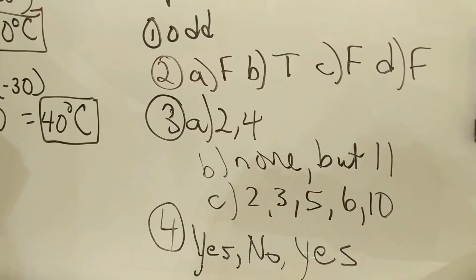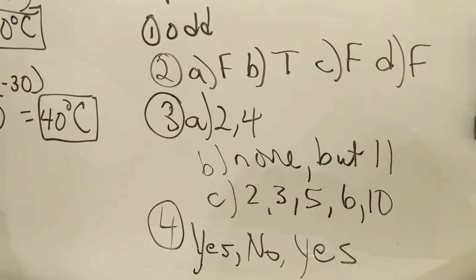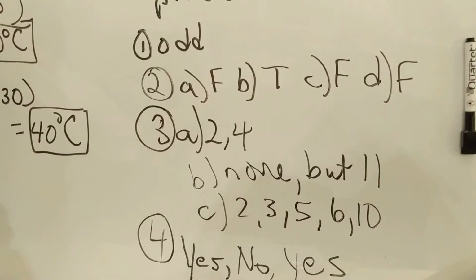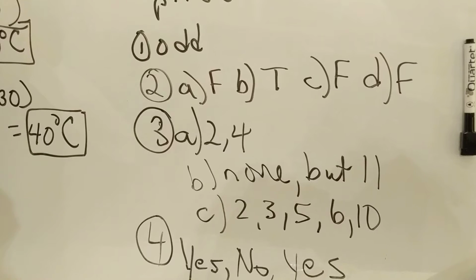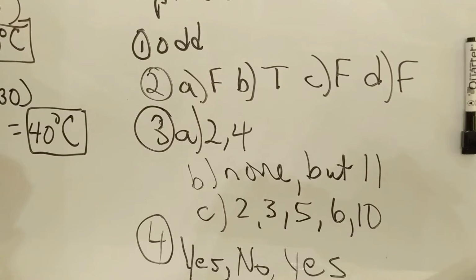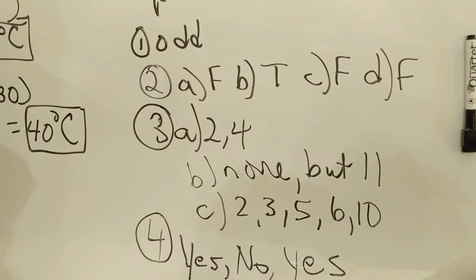D, 24 is divisible by 0. No, you cannot divide any number by 0. If it had been the other way around, 0 is divisible by 24, that would have been true. But that was not the question.